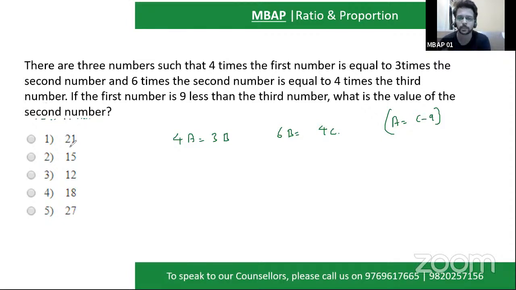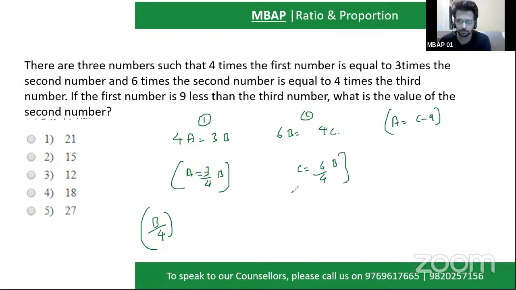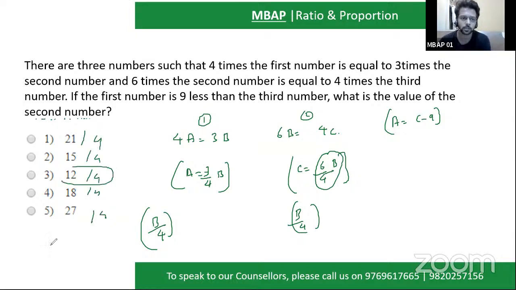But I will not find technical ways of solving this question. See here, if using the first expression I have to find the value of A, A will be equal to 3/4 of B, which means B is a value which is divisible by 4. Similarly, using the second, if I want the value of C, it will be 6/4 of B, which means B again will be divisible by 4. The only thing you need to do is check which option is divisible by 4 and which is not. If you do this, there's only one option, option number 3, which is divisible by 4. I'll not even try the other options. Very quickly, I'll mark option number 3 as the final answer.